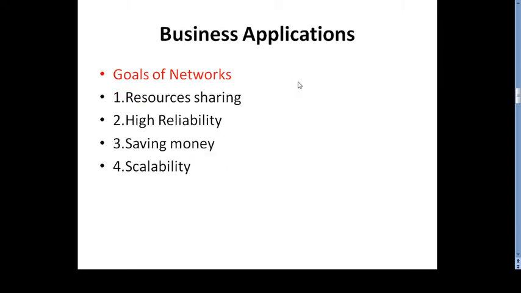Then what are the goals of the network in business applications? First one is resource sharing, then high reliability, saving money and scalability. These are the goals of business applications.